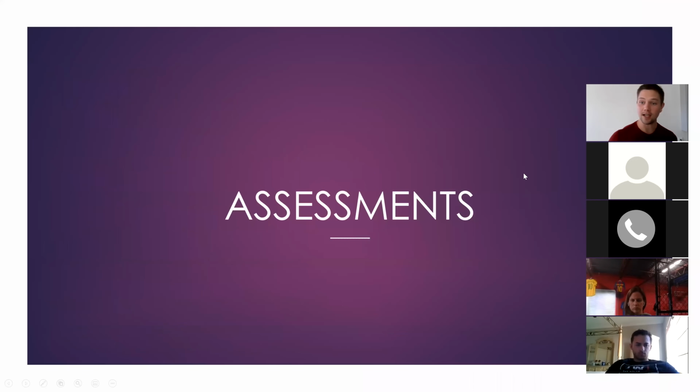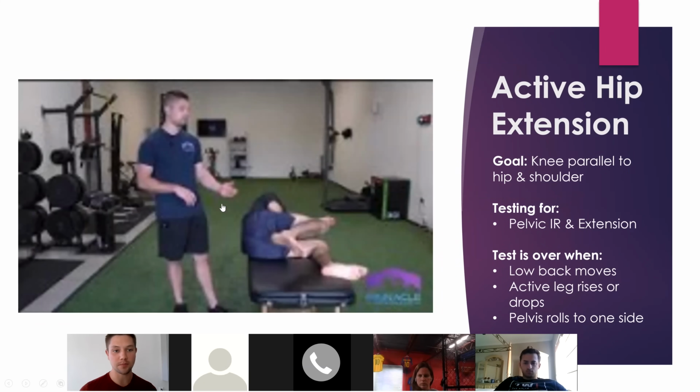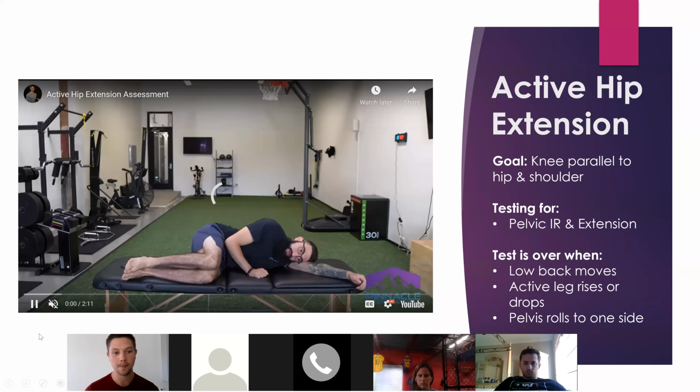Okay, now let's assess for what's missing. Are we missing internal rotation? Are we missing external rotation? Are we missing on one or both sides? And what do we do about it? The active hip extension test is going to tell you if this person is stuck in an anterior orientation, as many people are.